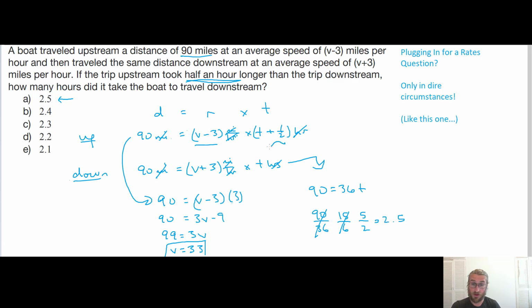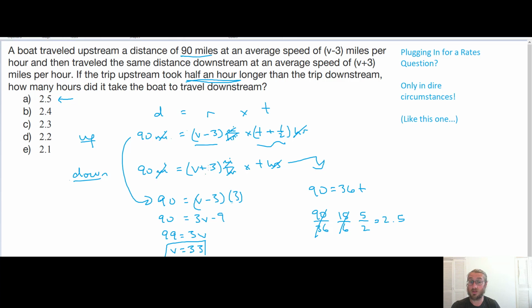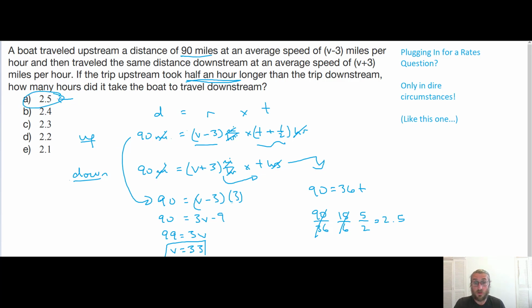We plug in 2.5 here, solve for v, plug the v in here, and compare the t. If the t is the same, that's our answer. And look at that, it is our answer, 2.5. That's all you have to do in a question like this. There's really nothing else to be done.